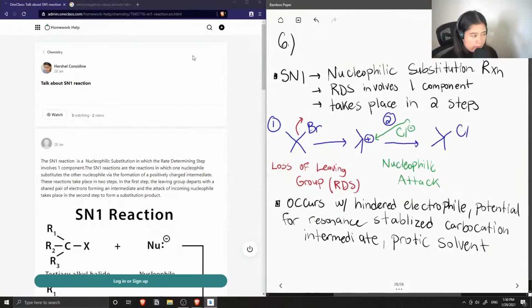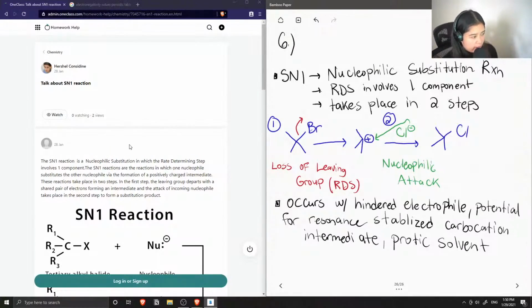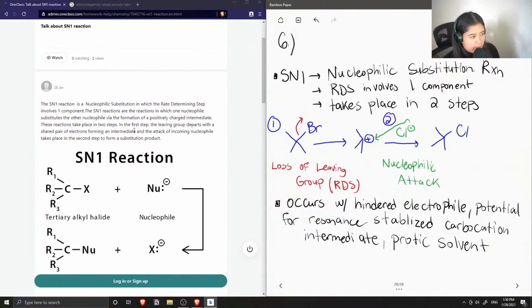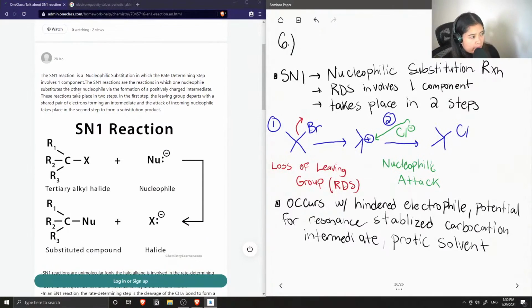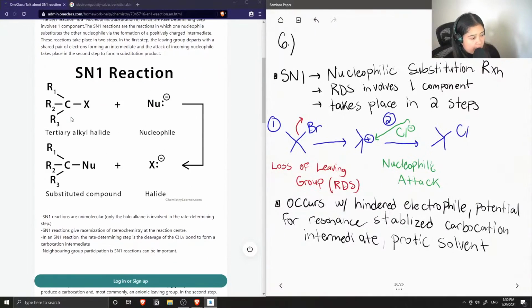Okay, so the junior tutor said that the SN1 reaction is a nucleophilic substitution in which the rate determining step involves one component. One nucleophile substitutes the other via the formation of a positively charged intermediate. These reactions take place in 2 steps. In the first step, the leaving group departs with a shared pair of electrons, forming an intermediate, and the attack of the incoming nucleophile takes place in the second step to form a substitution product.